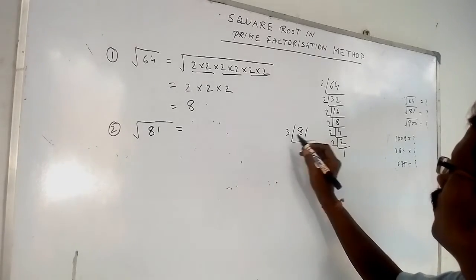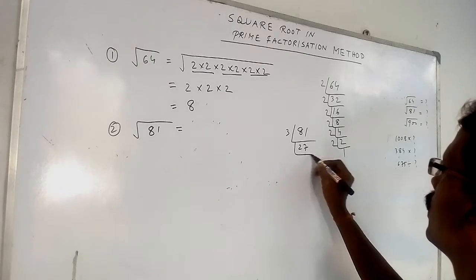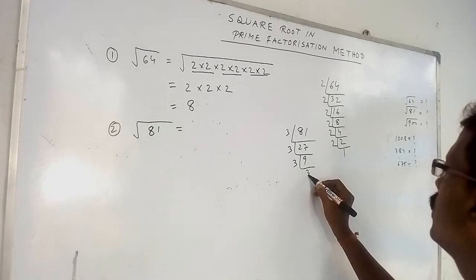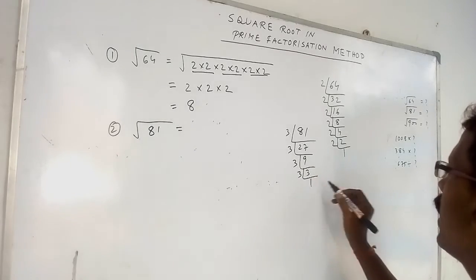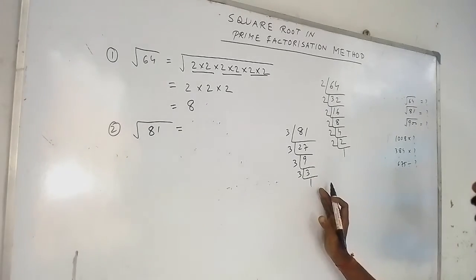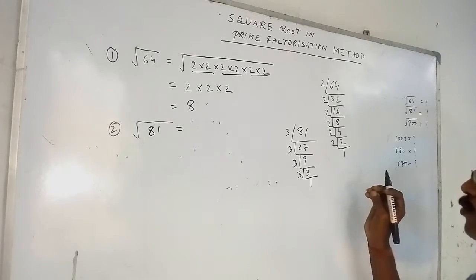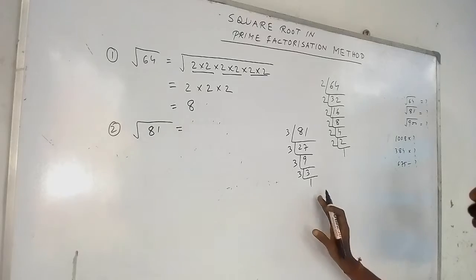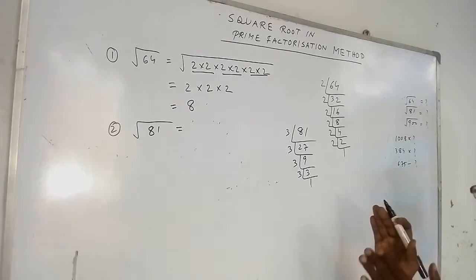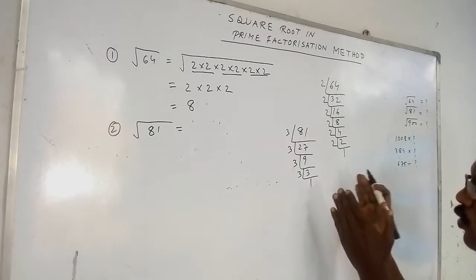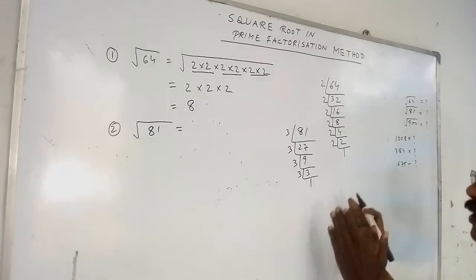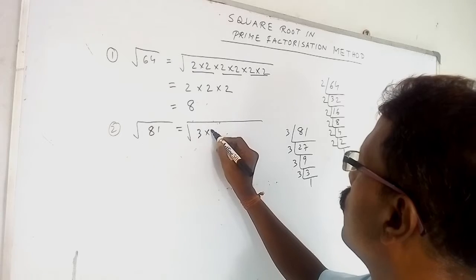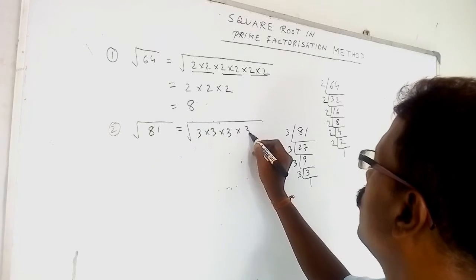81 divided by 3, that is 27. 27 divided by 3, that is 9. 9 divided by 3, that is 3, and 3 again divided by 3 ends at 1. It is the end point. 1 is the end point. A student can recognize whether the process is at an end or not. When you reach 1, then you can decide your process is at an end. So stop here. So 81 should now be written as 3 into 3 into 3 into 3.